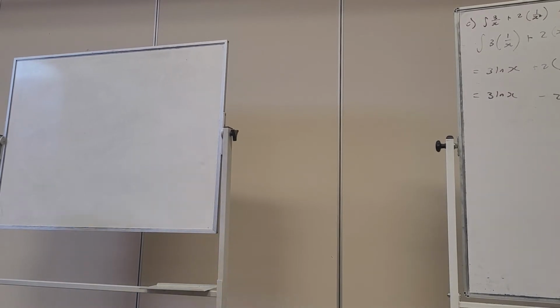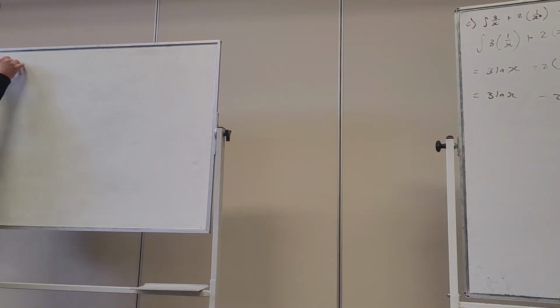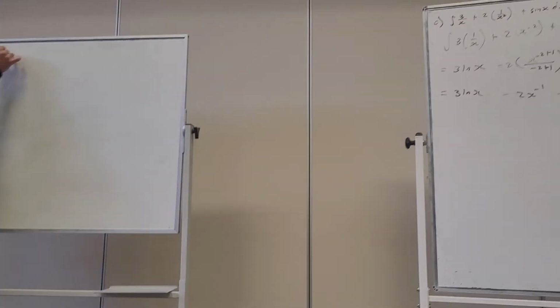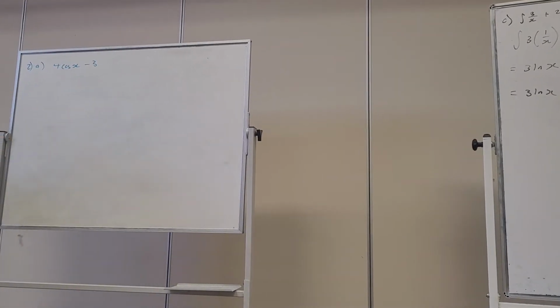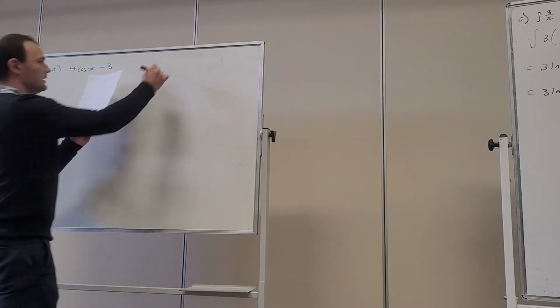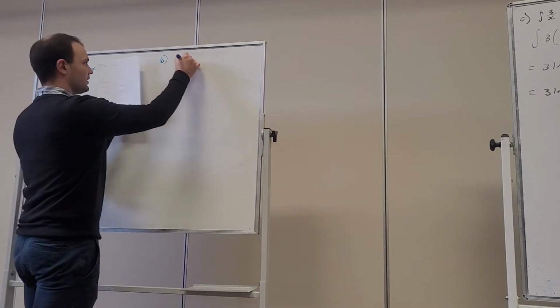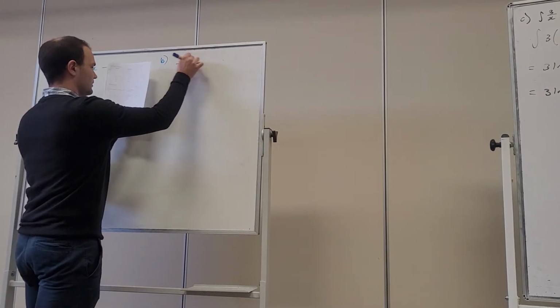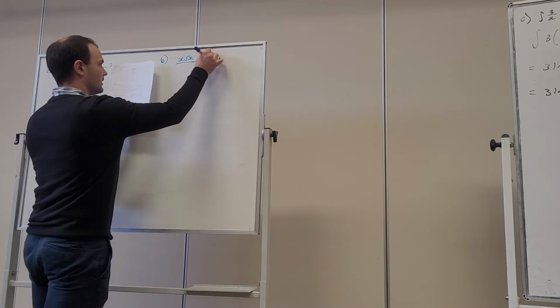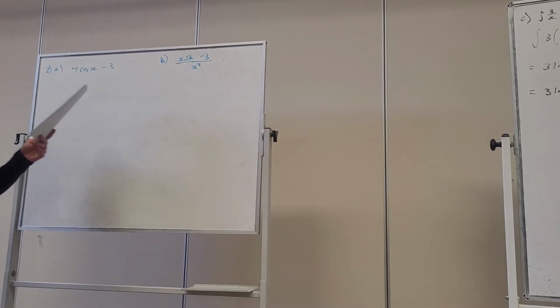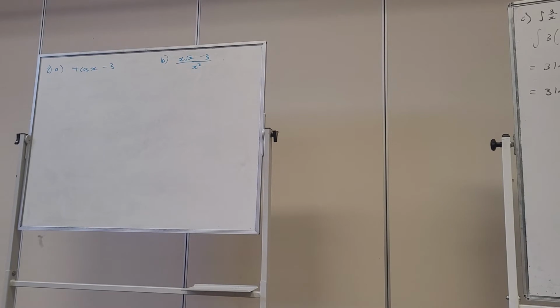Question 2a. We have 4 cos x take 3. B is x root x on top of, take 3 on top of x squared. I don't like this text here.